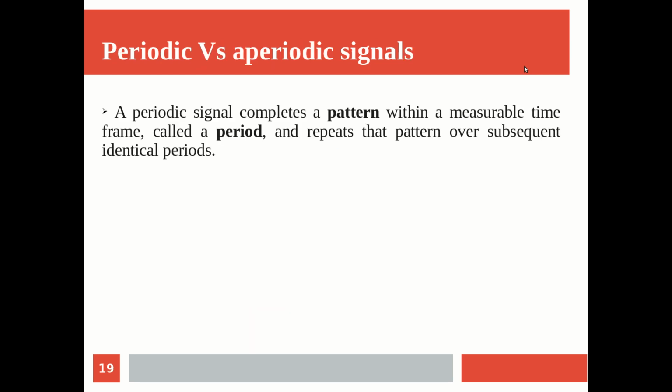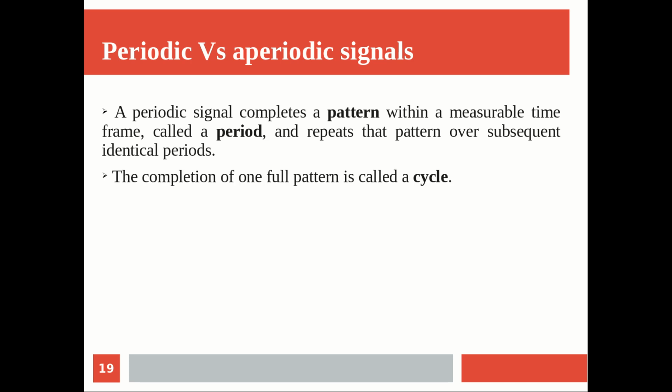So, a periodic signal completes a pattern within a measurable time frame called a period. That is, how much time it takes to complete a given pattern that the signal is made up of, and it repeats the same pattern over subsequent identical periods. So, the period of a signal means the time it takes for completing that pattern, and after that it will repeat that pattern, and the time it takes for repeating is also the same. That means at a fixed interval the same pattern is getting repeated, and that interval of time is what we call the period of the signal.